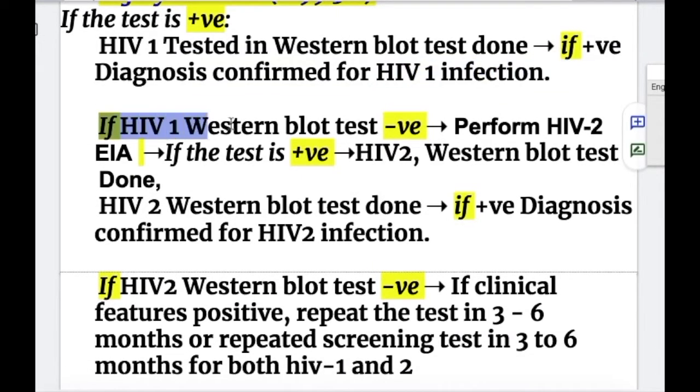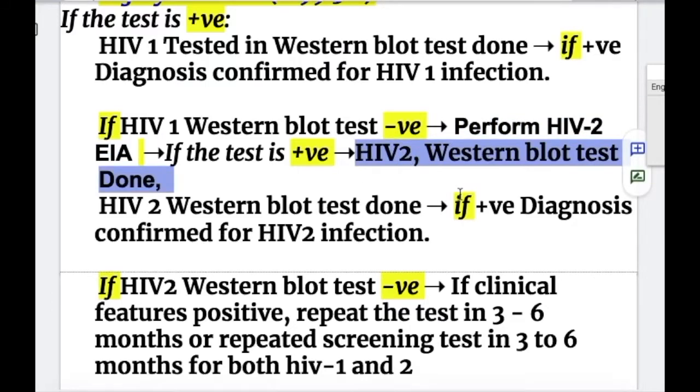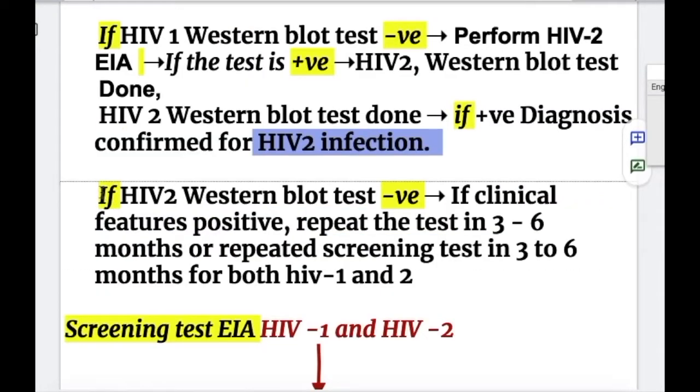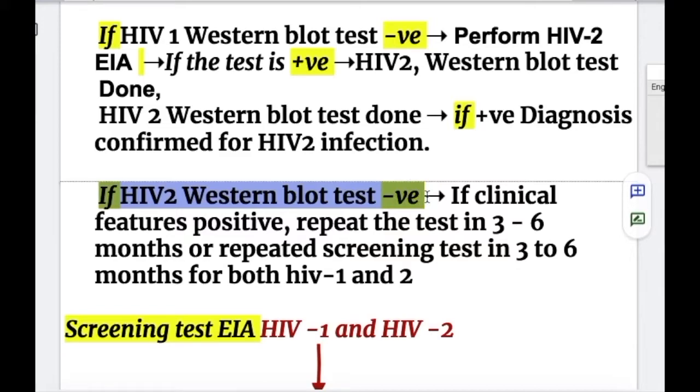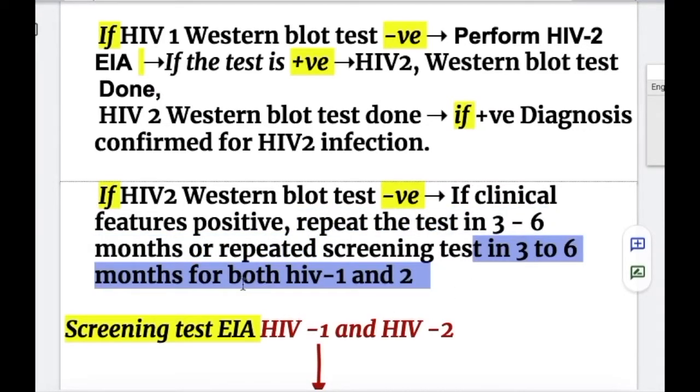If the HIV-1 Western blot test is negative, then perform the HIV-2 EIA, the screening test, and if the test is positive, the HIV-2 Western blot test is done. So if that's positive, then the diagnosis is confirmed for HIV-2 infection. If in this case the HIV-2 Western blot test is negative and if clinical features are positive, repeat the screening test in 3 to 6 months for both HIV-1 and 2.